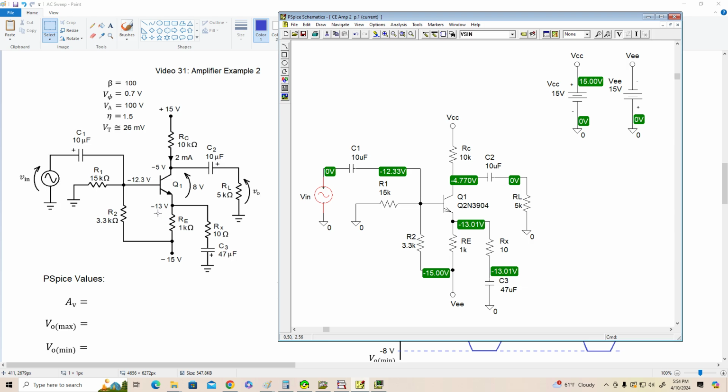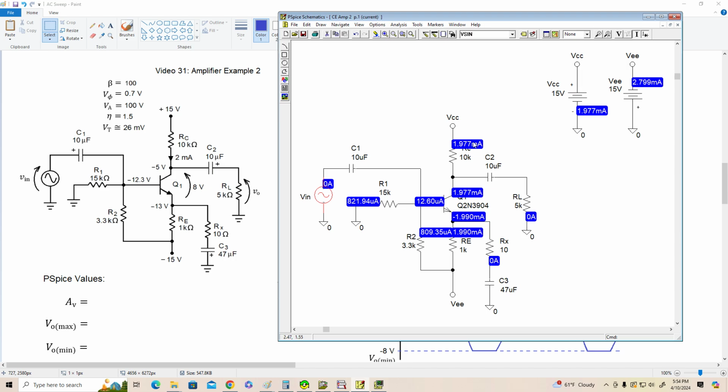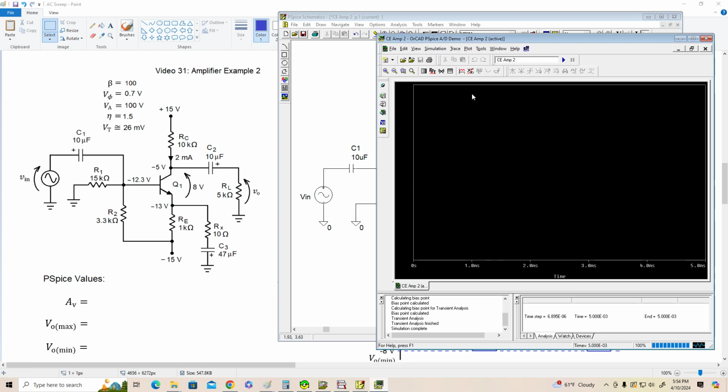So PSpice agrees with us pretty well. And finally, PSpice says our collector current should be about 1.97, and we estimated it as 2. So everything looks good so far. PSpice has vindicated our DC analysis. All right, now let's take a look at our output voltage waveform. Okay, that's going to be this node 2 of RL.